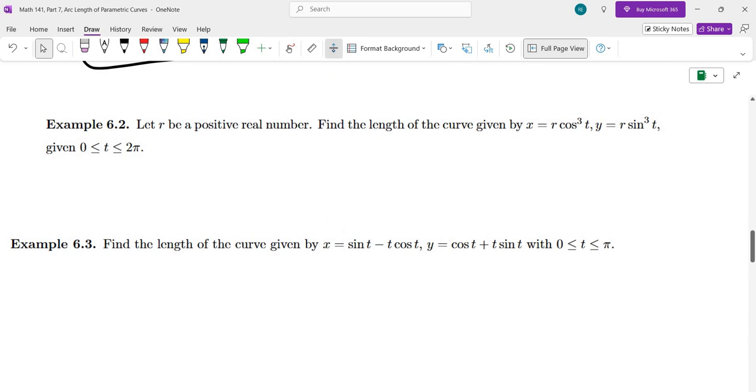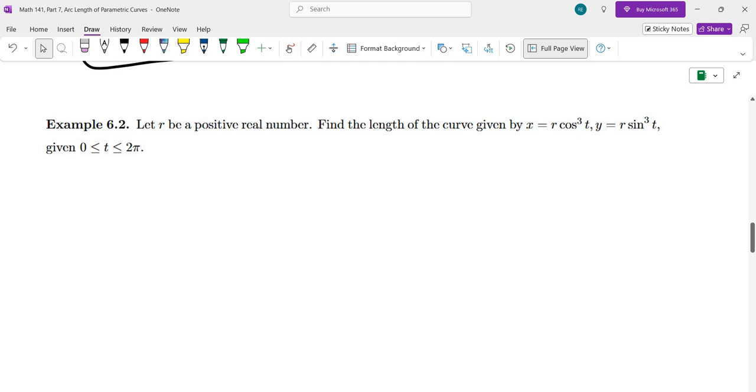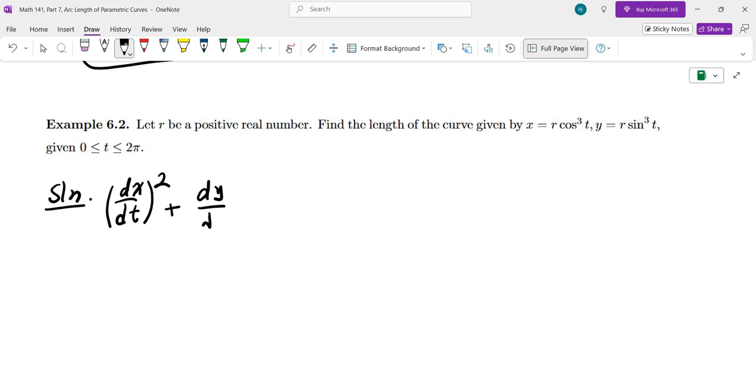Next one is another example of arc length. So here is how we're going to solve this. We're going to take the derivative of x, square that, derivative of y, square that, add them up, take the square root, take the integral. Now I'm going to do the computation first, and then we will write down the integral. So we're going to take the derivative of x with respect to t, square that, derivative of y with respect to t, square that, and then add them up and then take the square root.